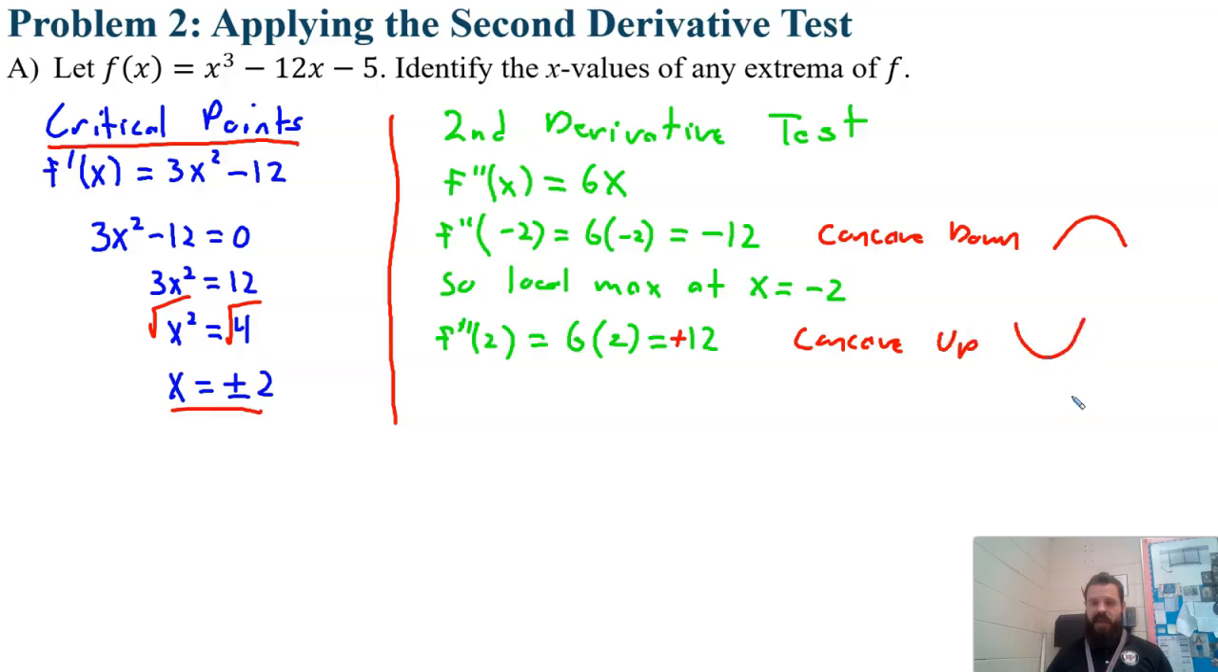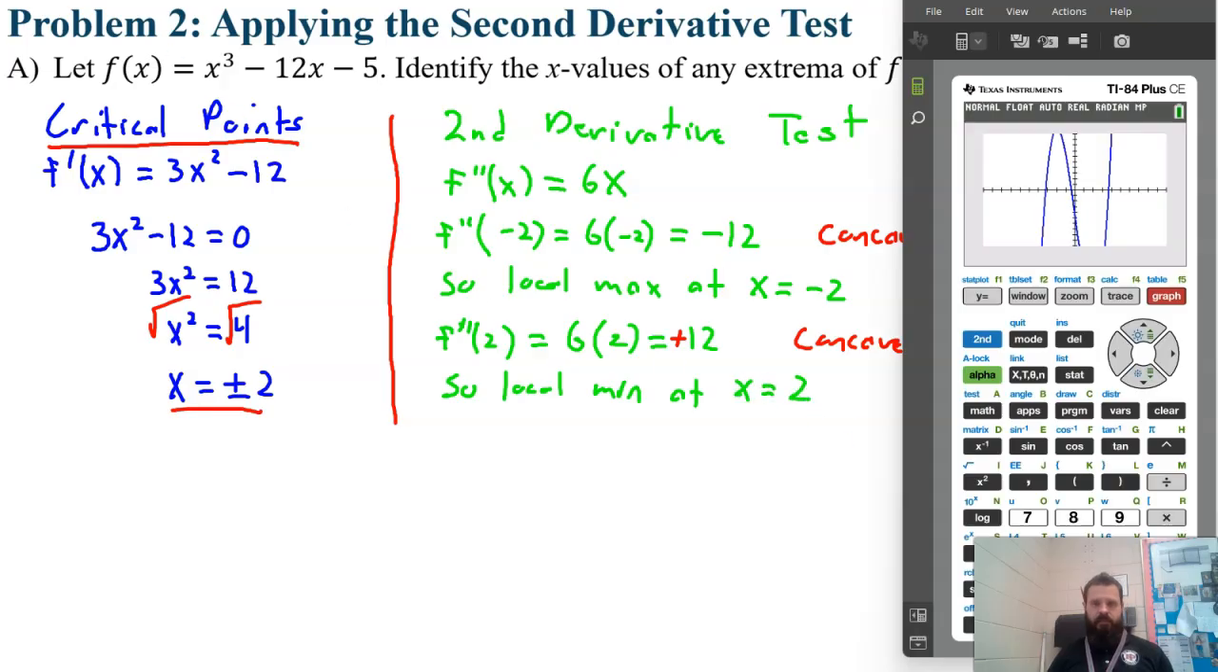So opening up like that, and if I have a critical point on a function that's concave up, that'll be a minimum. So we have a local min at x equals +2. And just like with our first derivative test, not a bad idea to graph this function here.